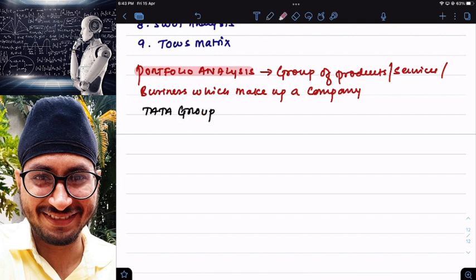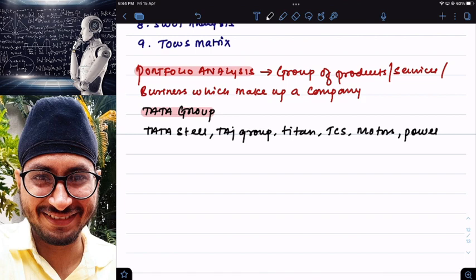Now, in Tata Group there are many businesses, right? So, Tata Steel is there. Then we have Taj Group of Hotels. We have Titan. We have Tata Consultancy Services, TCS. Tata Motors we have. Tata Power we have.